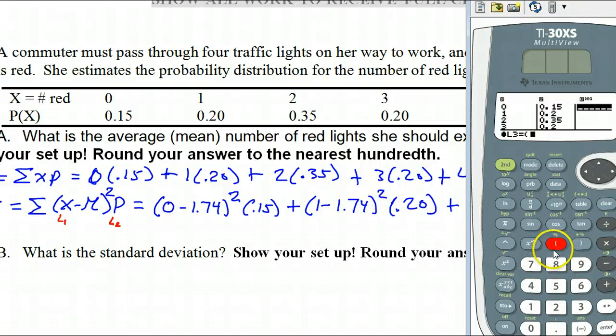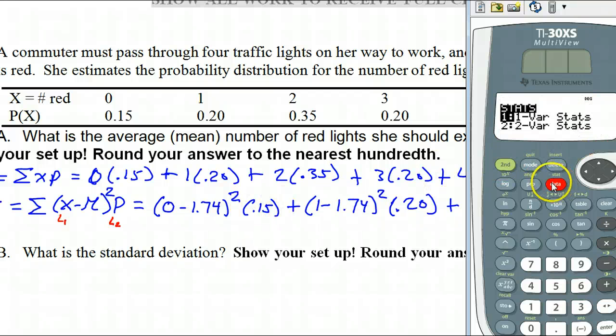So I go open parentheses. Now to get list 1, I have to hit data and enter. There's list 1 minus the mean, which is 1.74. Close parentheses and square it. And then I need to do times the probability. So I can just do list 2 right now. So data and list 2. All right, and just hit enter. So each one of these terms is one of these right here. I need to add them all up.